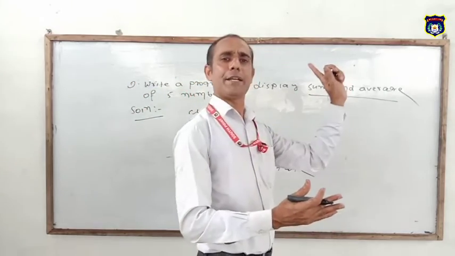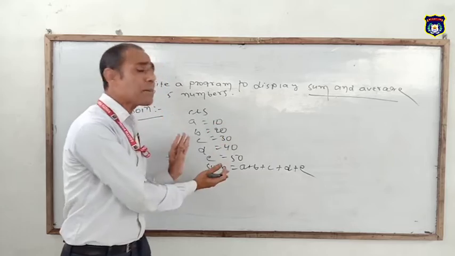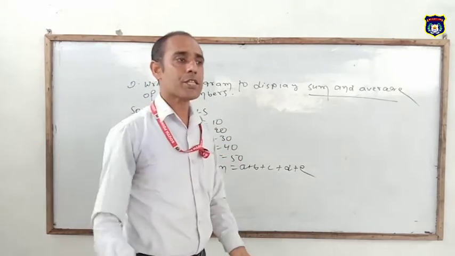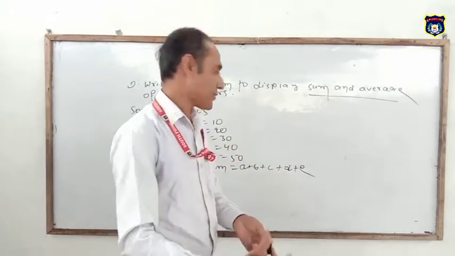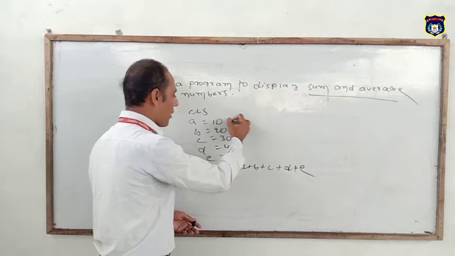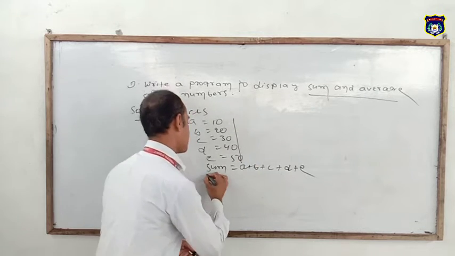In any programming language, we are not talking about the QBasic programming language only. We are going to talk about all programming languages. A variable only stores the values. The sum equals A plus B plus C plus D plus E. That means the sum of all the values is stored in sum.